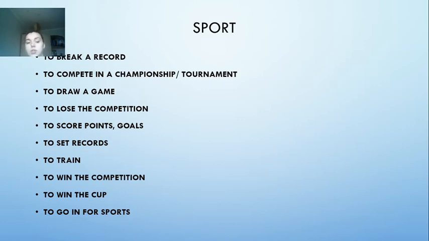Next one is to score points or to score goals. Everything is clear. The main aim of football player is to score goals. Основна мета футболіста – забивати голи. If we speak about score points, that means заробляти очки. It can be used in different sports and as well in some computer games or something like this.